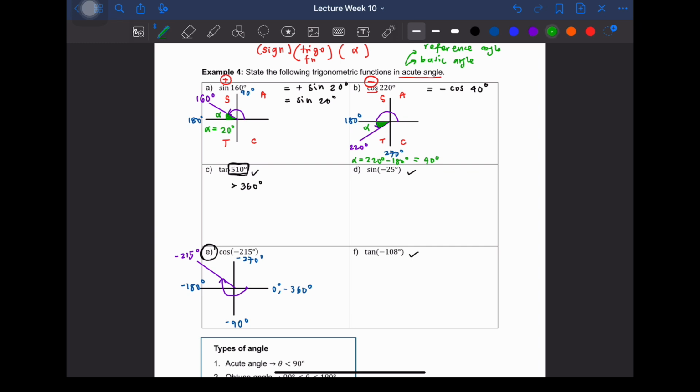So, alpha kita, kedudukan dia akan sama sahaja. Maksudnya, untuk negative angle ataupun positive angle, kedudukan alpha sentiasa duduk dekat yang dengan paksi X. So, means that alpha kita dekat sini. So, this is where our alpha or our basic angle at.